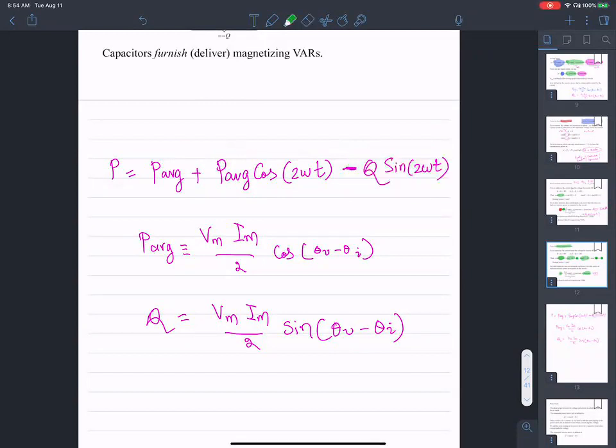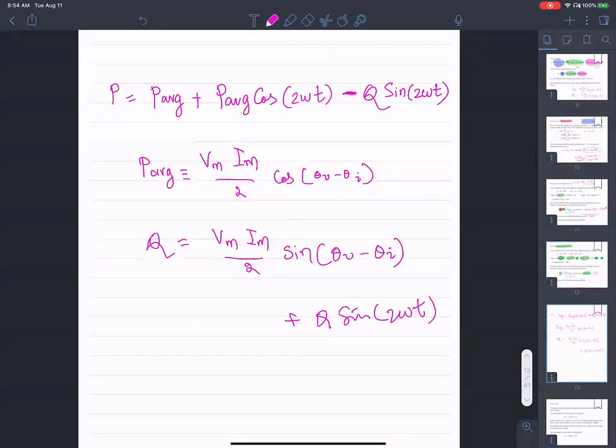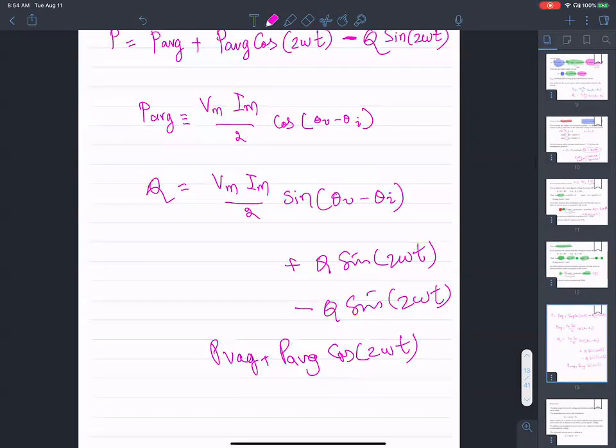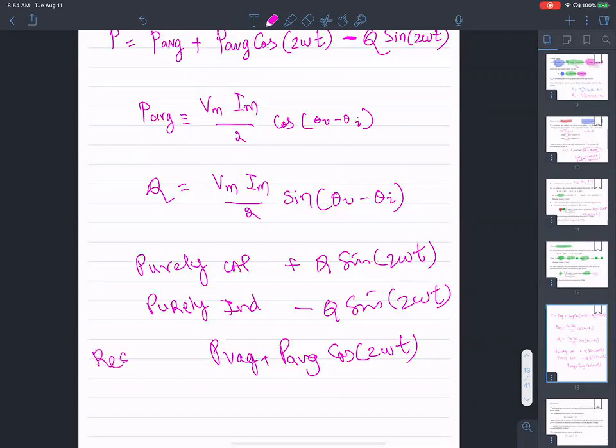For a purely capacitive circuit, the power is positive Q sine 2 omega t. For a purely inductive circuit, it is negative Q sine 2 omega t. For a purely resistive circuit, it is P average plus P average times cosine 2 omega t. And then here I have a purely resistive circuit.